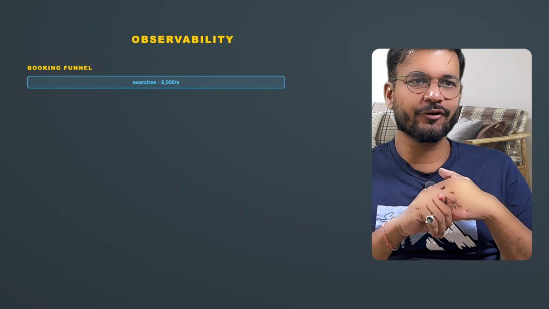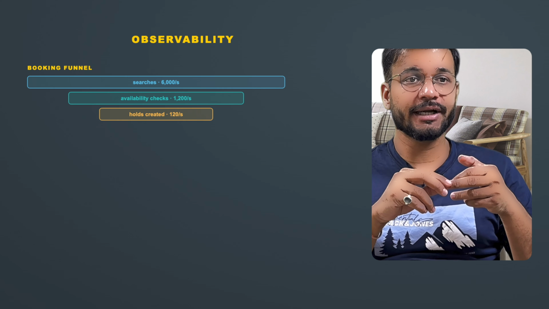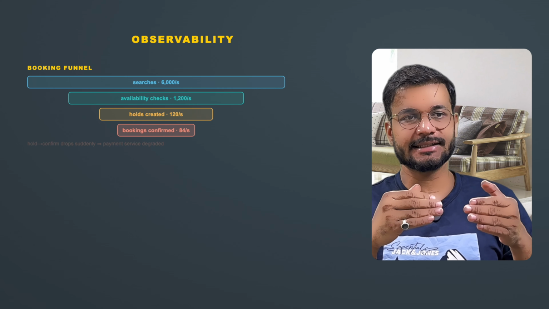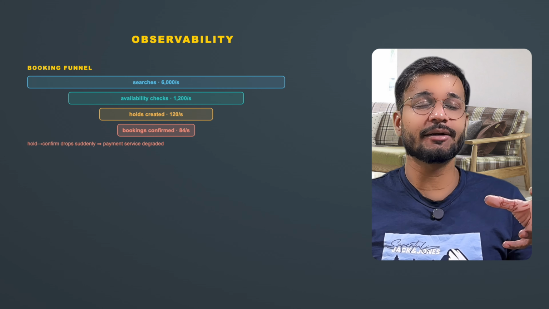All right, so how do we monitor this? First, we talk about the booking funnel metrics. Search to availability check rate, availability check to hold rate, hold to confirm rate, abandonment rate at each step. If the hold to confirm rate drops suddenly, payment services might be degraded.